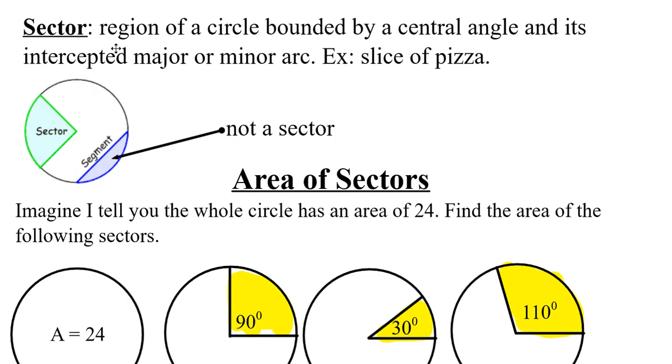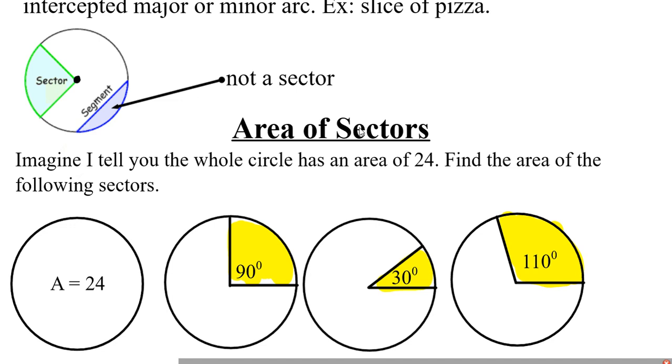The second shape that we're going to be looking at today is called a sector. It's part of a circle. It's a region of a circle bounded by a central angle and its intercepted major or minor arc. Because it's bounded by a central angle, what they mean is the vertex of that sector has to be located at the center of the circle. This right here, although it is part of a circle, is not a sector because it doesn't have a vertex at the center. A sector has to have a vertex at the center.